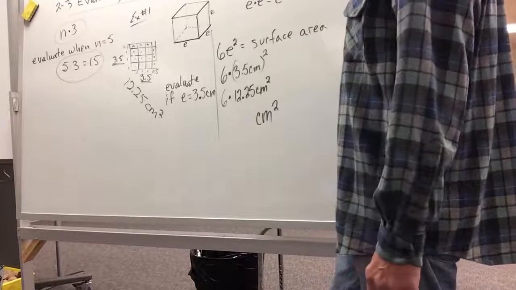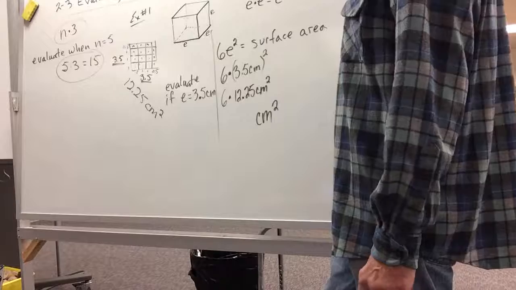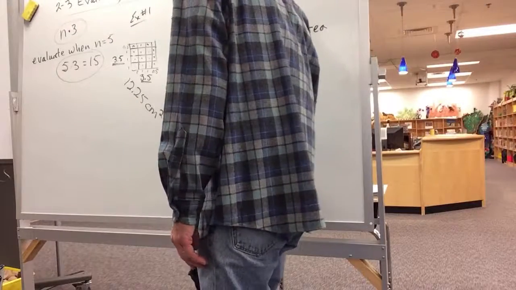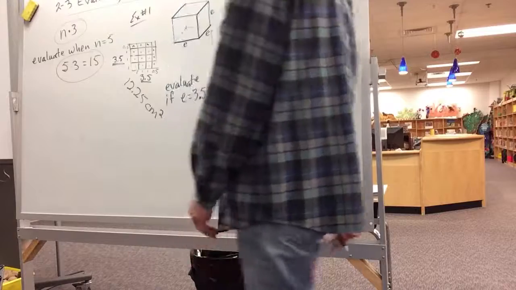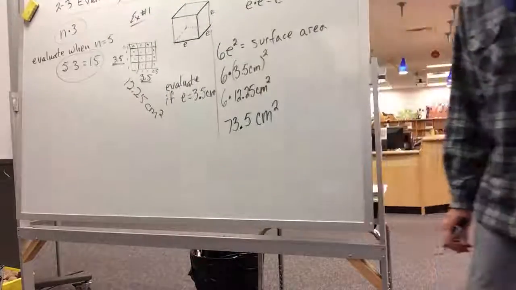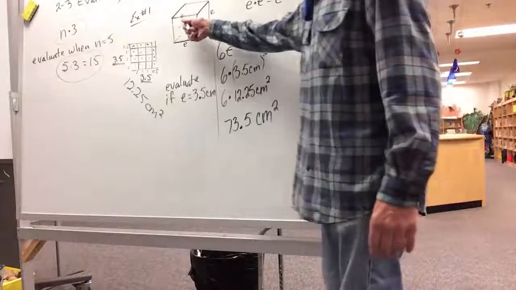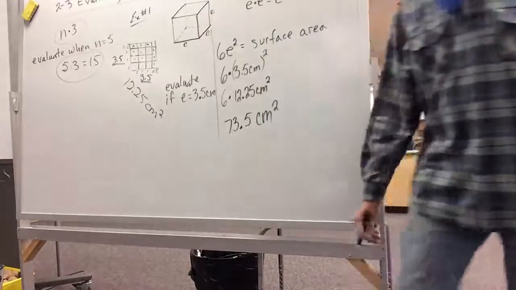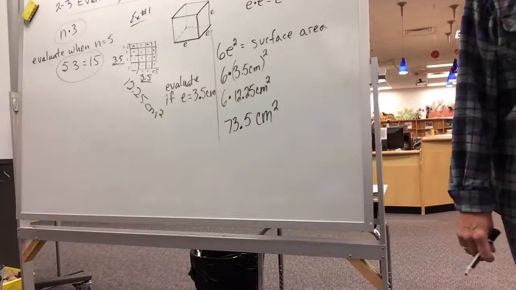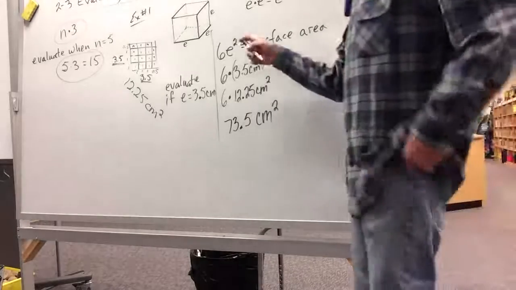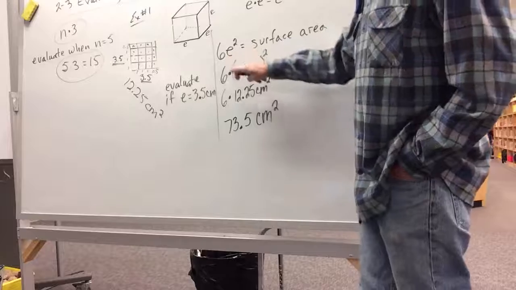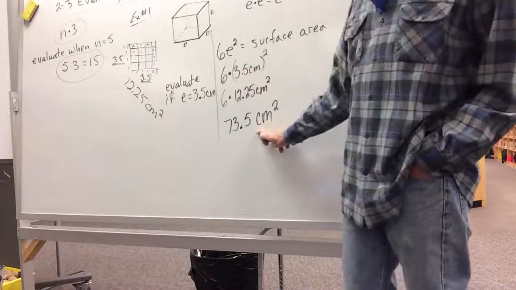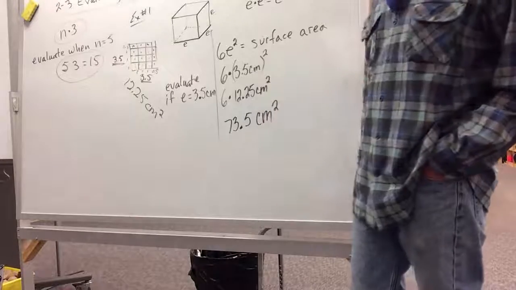That's 6 times 12, so 73.5. So 73.5 square centimeters. You took that cube and counted up how many square centimeters there were in total. There'd be 73.5. So this is an example of taking an expression, substituting a value, and coming up with an answer. That would be the surface area.